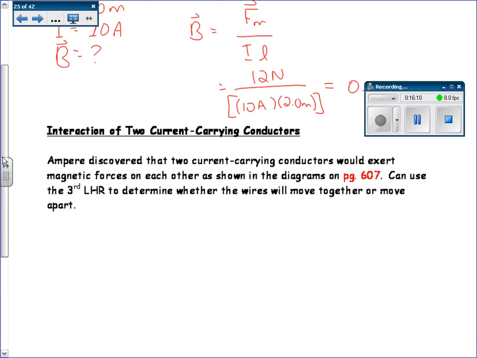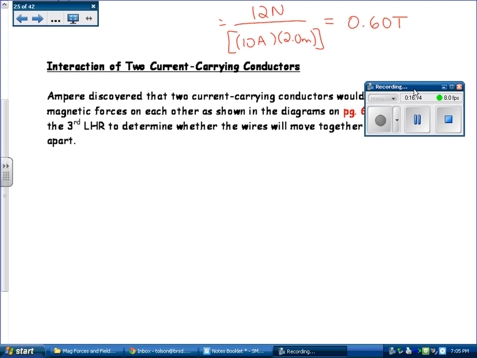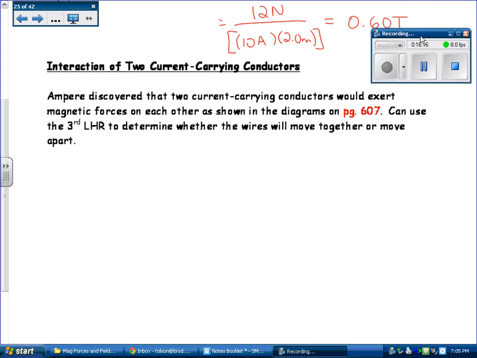Now, something else that we need to talk about when we talk about a current carrying conductor in a magnetic field is looking at the interaction of two current carrying conductors. Ampere, who the unit for amps is named after, discovered that two current carrying conductors would exert magnetic forces on each other. There are diagrams on page 607 that you can look at, but we're going to draw some of those diagrams here. You can use the third left-hand rule to determine whether the wires move together or move apart.